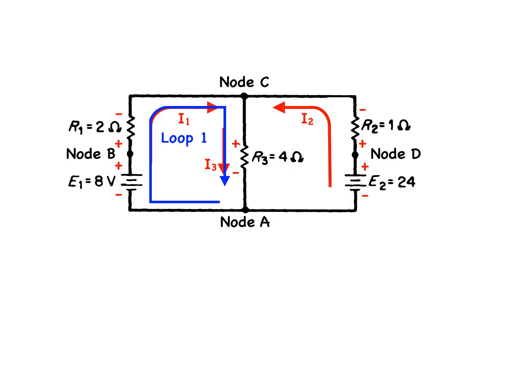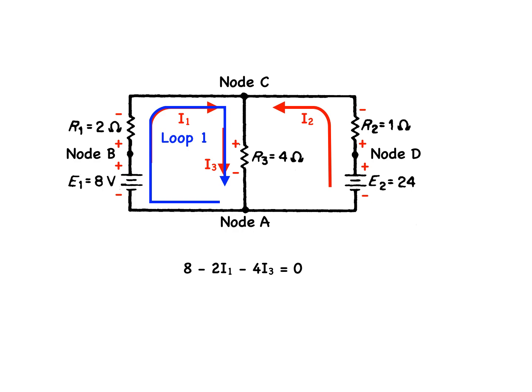Starting at node A, voltage source E1 rises to a potential of 8 volts. Therefore, plus 8, and the resistor voltage change is minus 2I1 for resistor R1, and it is minus 4I3 for resistor R3. These voltage changes, when added together, must equal 0. So we write that in the form of an equation, as you see here. The currents are the unknowns.